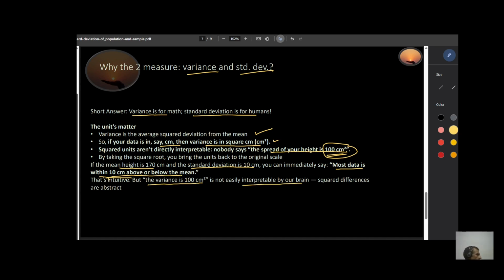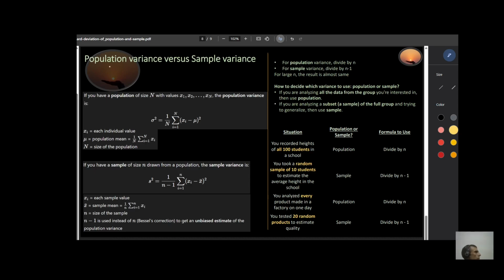Now comes population variance and sample variance. So what's the difference? If you have a population of size N, and these are the values x1, x2, all the way to xN, then the population variance is given by this formula. In this case, each xi is an individual value. Your population mean is given by taking all the values and dividing by the total count. That's your population mean right there. N is the total size of your population.